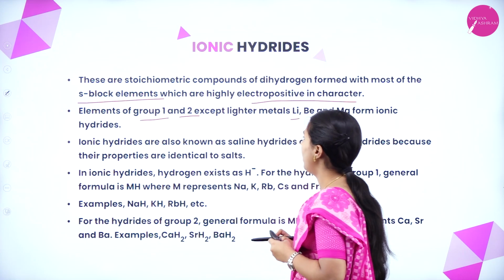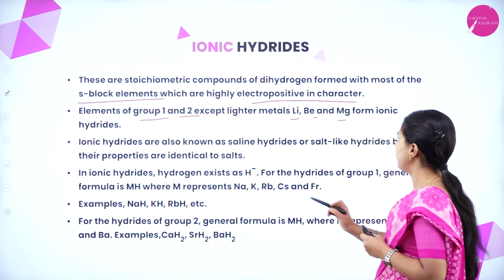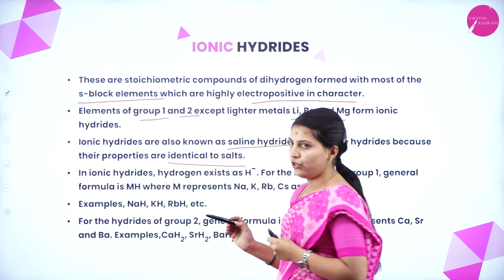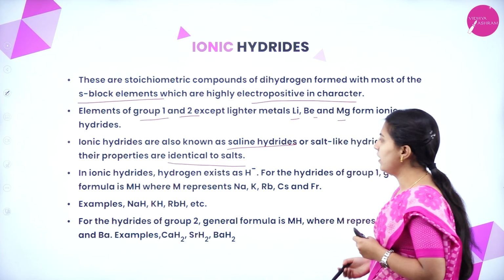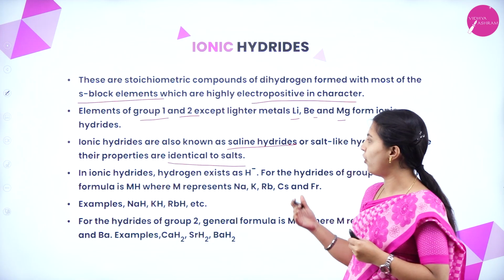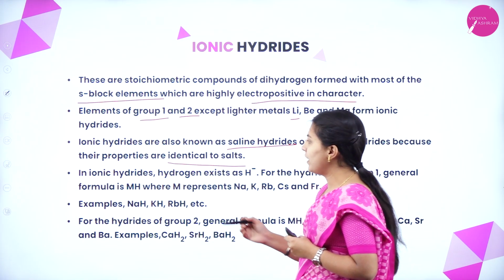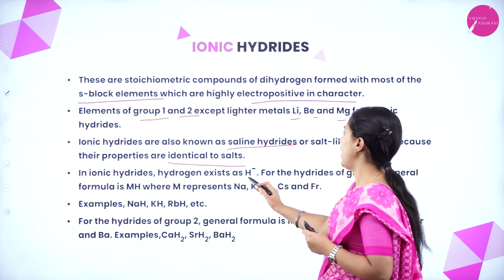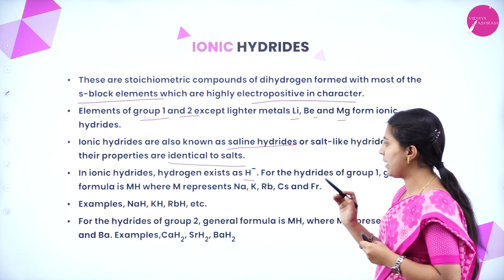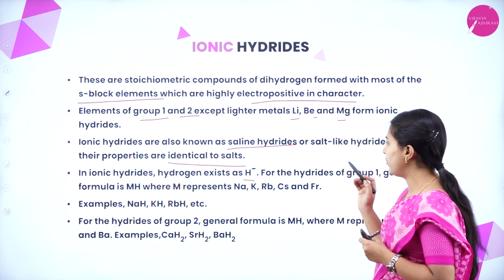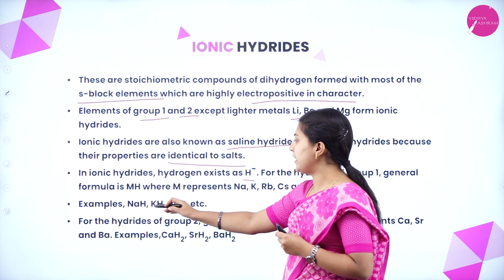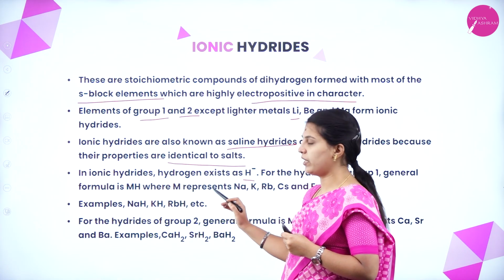Ionic hydrides are also known as saline hydrides or salt-like hydrides because their properties are identical to salt. They are called saline hydrides or salt hydrides because ionic hydrides resemble the character of salt. In ionic hydrides, hydrogen exists as H-. For the hydrides of group 1, the general formula is MH, where M represents sodium, potassium, rubidium, cesium and francium. Examples: NaH, KH, RbH, etc.